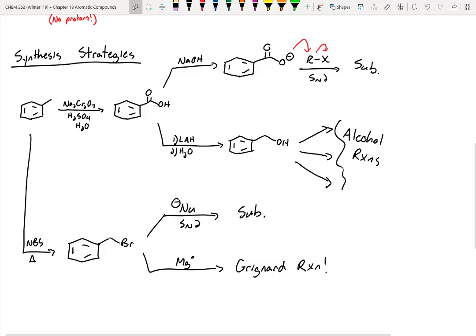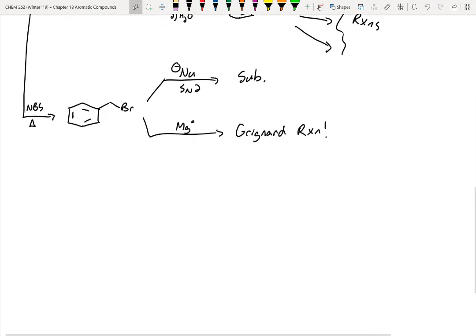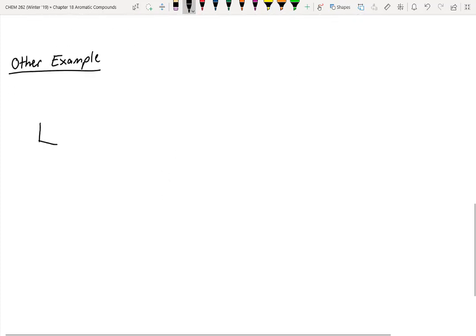The other thing that we can do is we can work with more complicated systems. So let's say instead of having toluene, we have this starting material. My question for you is, how can we do alkene chemistry starting from this? We can't do alkene chemistry with the aromatic system. So how can we make an alkene from this? Does anybody have an idea?